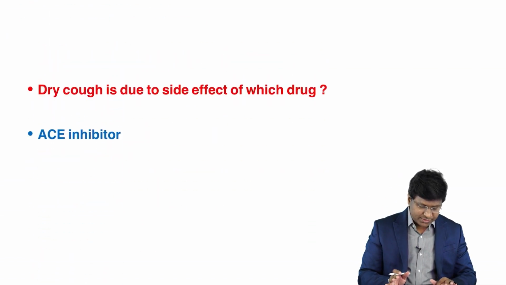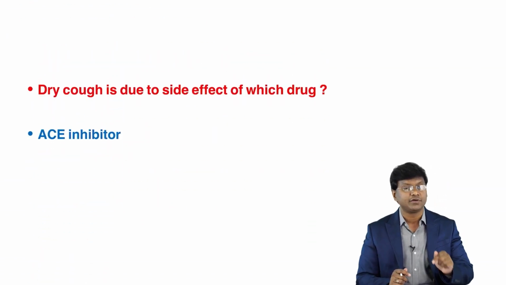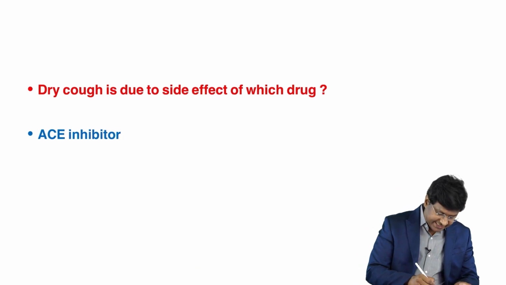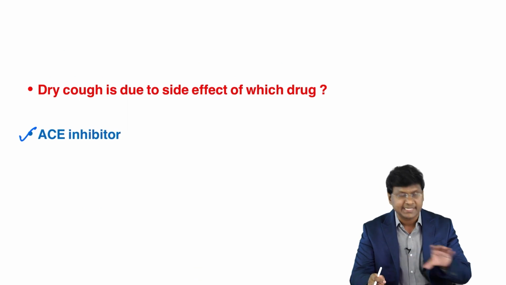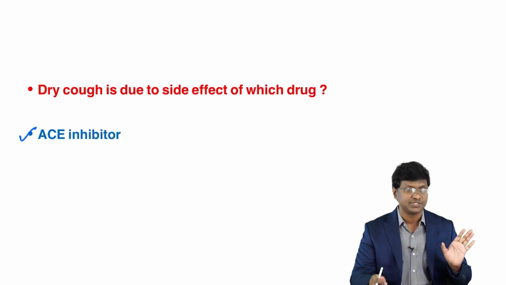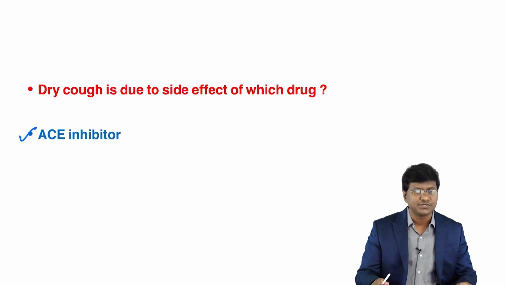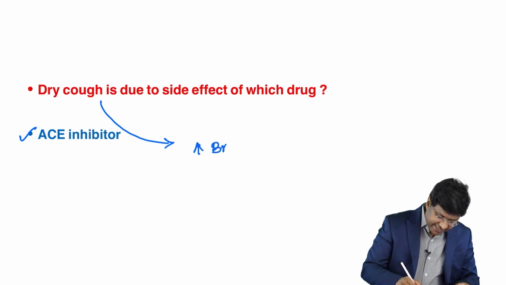And one more question was a clinical scenario like: dry cough is due to the side effect of which drug? That is the ACE inhibitor. It may not be the same. I am not able to make out the entire recall, but I am just trying to tell you the gist, the summary of the question. So dry cough is due to the side effect of which particular drug? That is due to the ACE inhibitor. And why is this dry cough secondary to the ACE inhibitor? That is due to an increase in bradykinin levels.